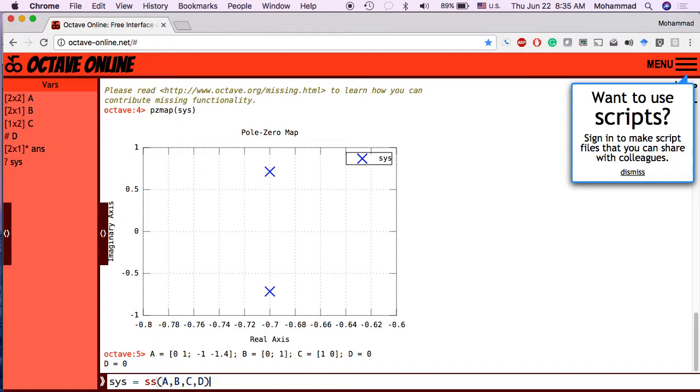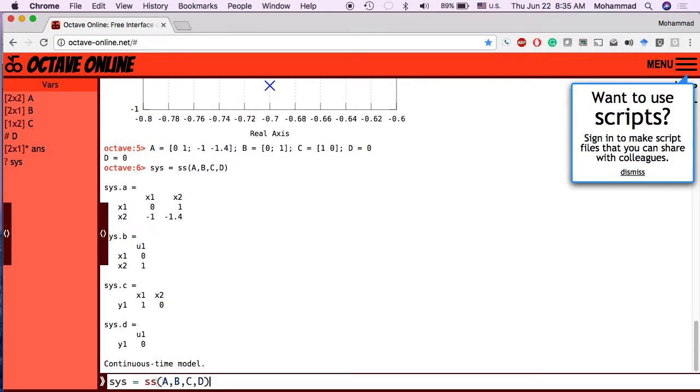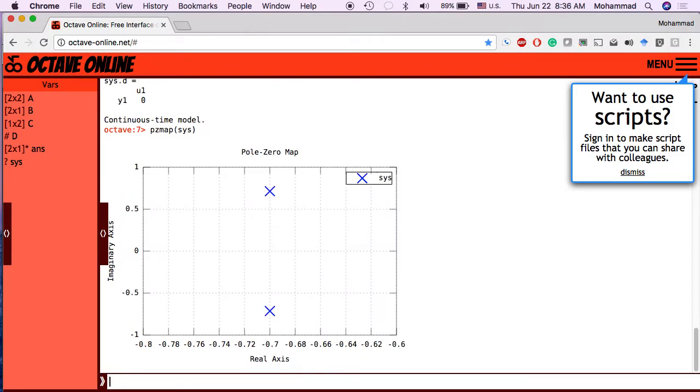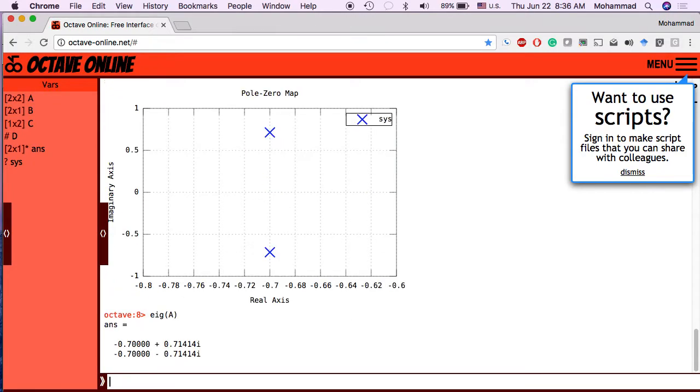And then once you have it, you can look at the pole zero map with the command pzmap, and that creates this image that I have now on the board. So it gives you the fact that this system has two eigenvalues located at... You can also find the numerical value for the eigenvalues by the command eig. So eigenvalues of matrix A are located at -7 plus minus 0.7 times j. So a pair of complex conjugates.